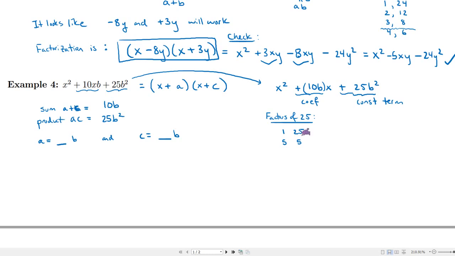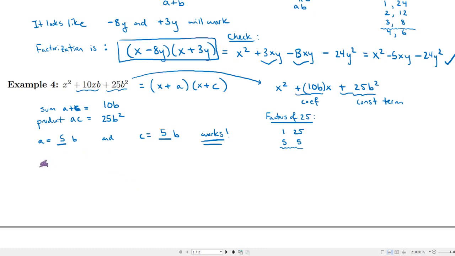So there's not very many choices, which is good. If there are a few factors, then that makes your life easier. That means that there's less possibilities for your factorization, okay? So what are we filling in with these blanks? Well, that's determined essentially by this sum up here. We know that the sum is going to be 10b. So we have something b plus something b is going to be 10b. Everything's positive. So what does it look like over here? Is it going to be 1 and 25? Well, no, because that sum is 26. But 5 plus 5 is definitely 10. So 5 and 5 are going to work for us, right? So this works. 5b plus 5b is 10b. 5b times 5b is 25b squared.